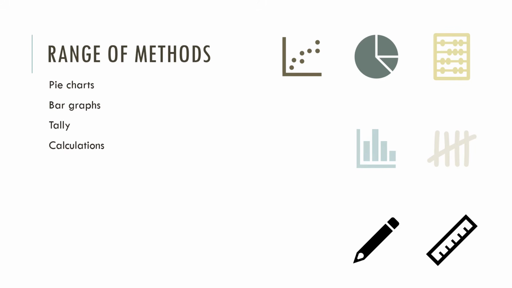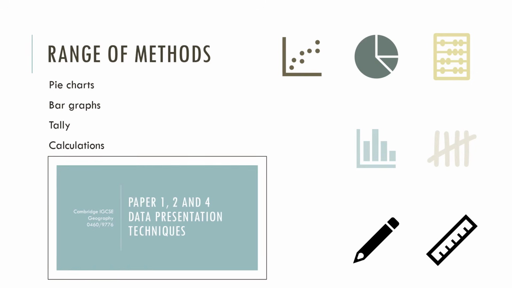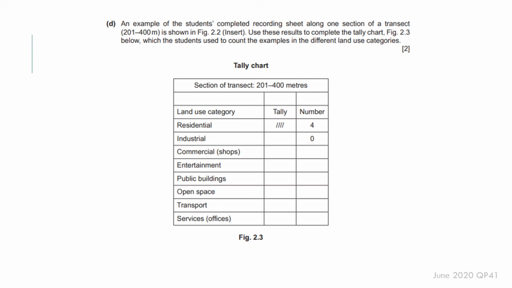A bar graph would typically be used to show it through time, whereas a pie chart would be used to show it at that particular moment. So again, I made another video which you can go onto my channel to find, and that talks about a wide range of data presentation techniques that can be used throughout all of the papers.